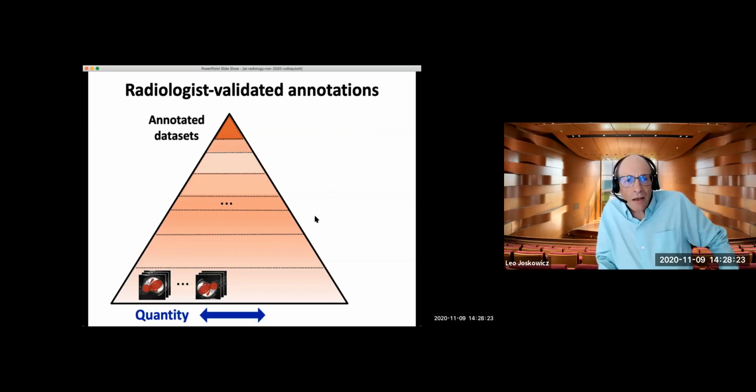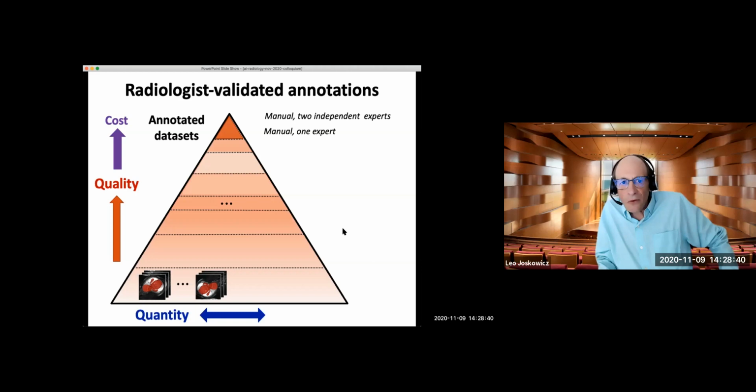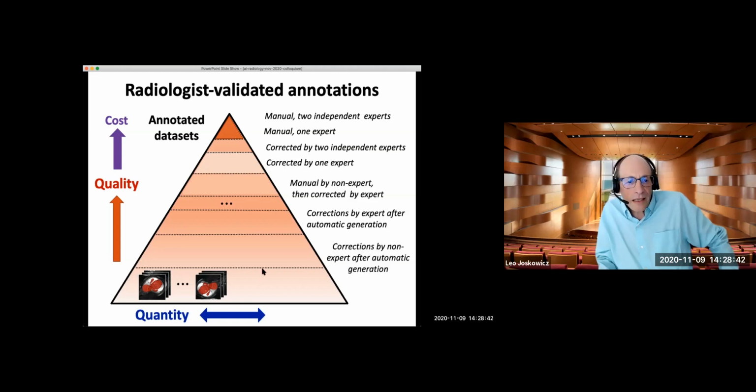So basically, think of the radiologist-validated annotations. What we want is to get the top of this pyramid, which is the high-quality annotations that are made by at least 2 experts. And here in the bottom, you see many that are done, for example, by a network. So in this pyramid, you have different qualities. You want very high-quality data sets, but this is going to have a very high cost.